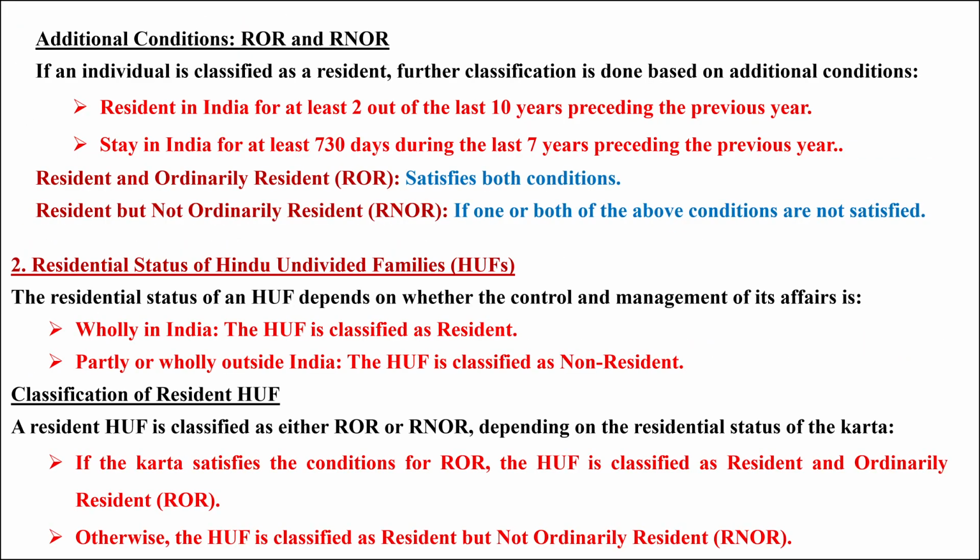Here are the additional conditions for a resident. There are two additional conditions. If any person is declared as a resident, he checks these provisions. That is, he must stay in India at least 730 days during the 7 years preceding the previous year. And the second one is he must have been a resident for at least 2 years out of 10 years. So if any resident satisfies both these additional conditions, he is called an ordinary resident. If he fails to satisfy any one additional condition, he is called not ordinarily resident.